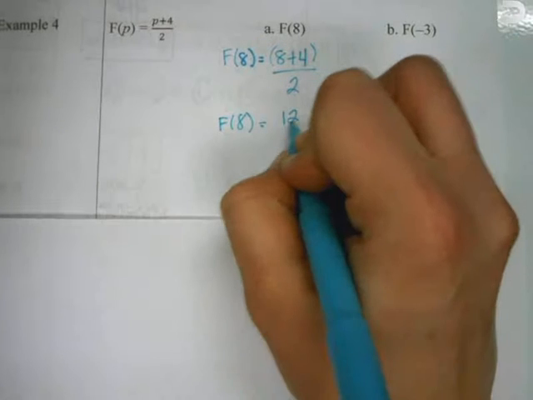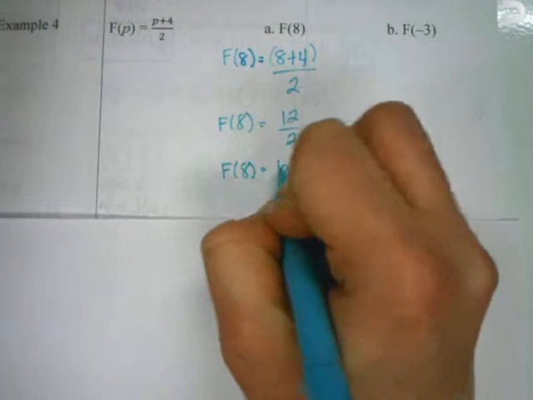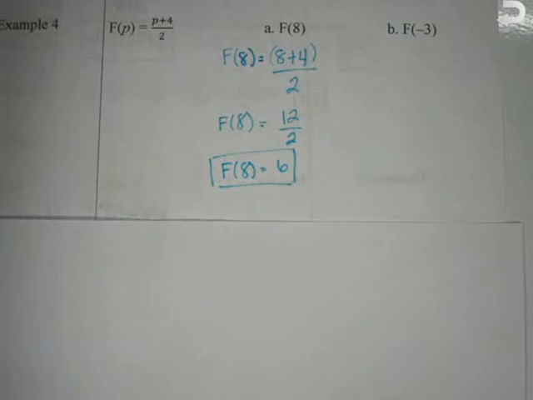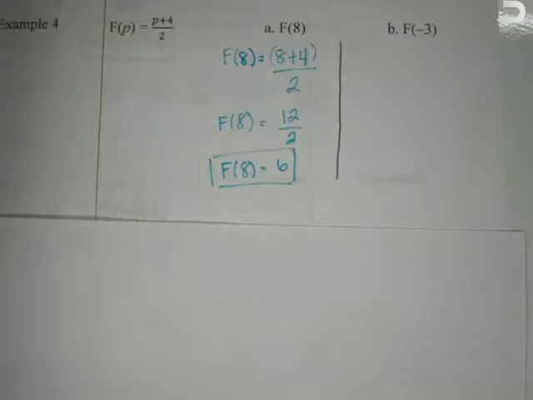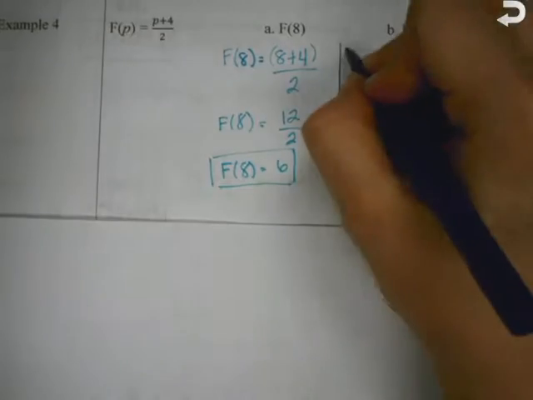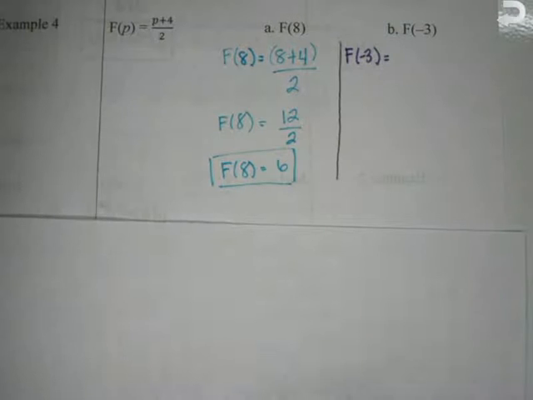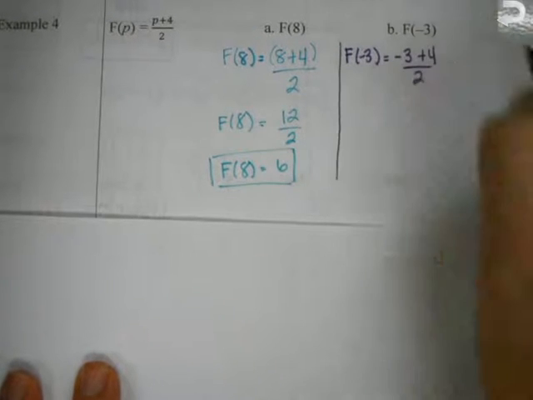So what about B? f of negative 3. It's a fraction. f of negative 3 equals negative 3 plus 4 all over 2. What's negative 3 plus 4? 1. So it's 1 half. Can I reduce any more? No, so that's my answer. I got that right too.